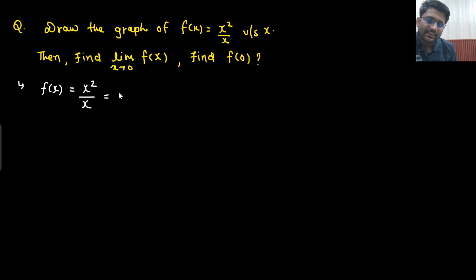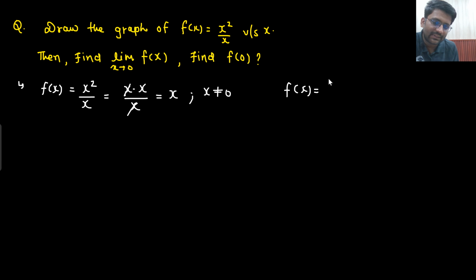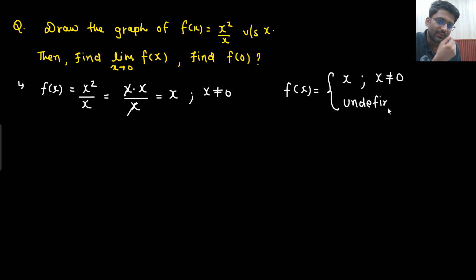Sir, it could be written as x only. Basically, this particular thing could be written as x dot x divided by x. So x being cancelled out with x, what is the answer you are getting? X. But make sure one thing, that x cannot be 0. So how would you define f(x)? Sir, f(x) is coming out to be x square by x, which is simply nothing but x only, when x is not equals to 0. If x is equals to 0, then it is undefined.